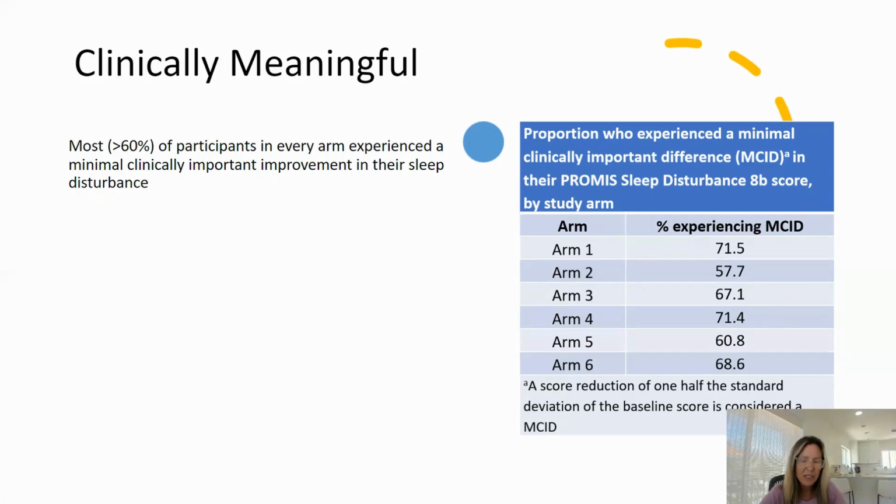of dietary supplements. What we saw was that most of our participants in every arm experienced a minimal clinically important improvement in their sleep disturbance. So what we show in the table here is the proportion who experienced a minimal clinically important difference in their sleep disturbance scale by study arm. So it was pretty equal across. We don't see a big difference between them. Slightly less in that arm too, just like we saw with significance. But they all experienced a clinically meaningful difference in sleep.